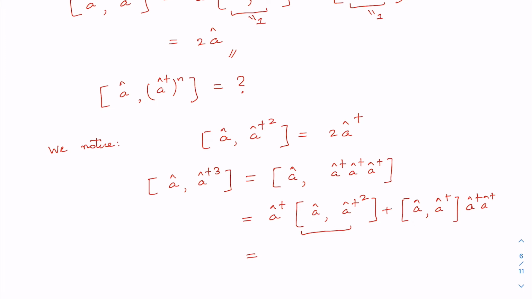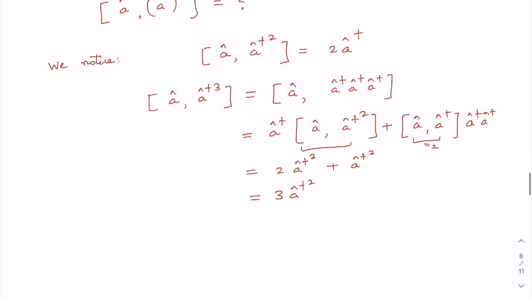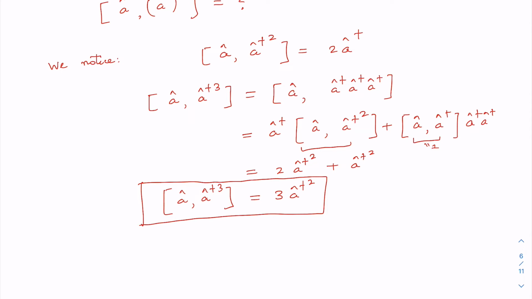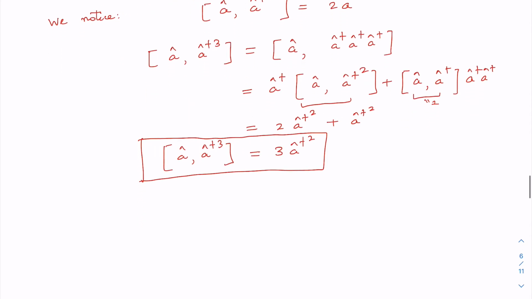And this guy is 2a dagger, right? So therefore we'll have here twice a dagger square, and here a dagger is equal to 1, so we'll have a dagger square, so this will give us 3a dagger square. So we have a dagger cube is equal to 3a dagger square. Let us do another one.